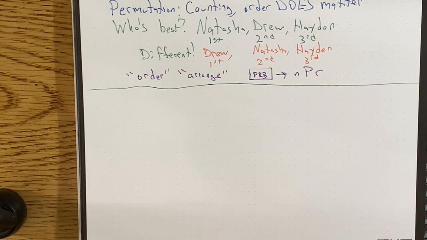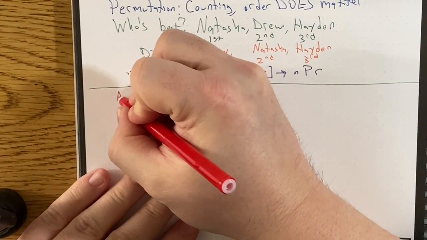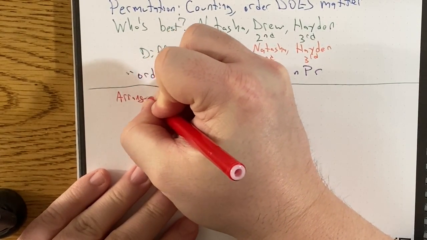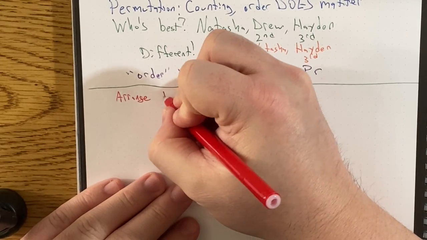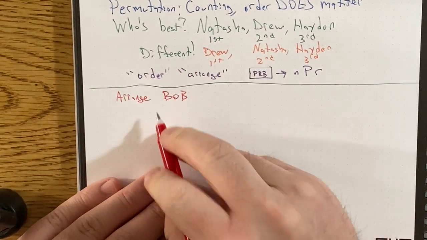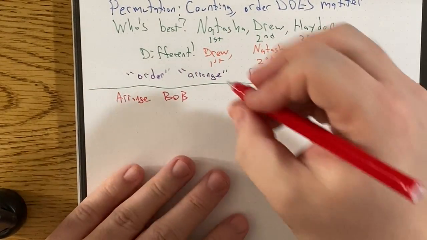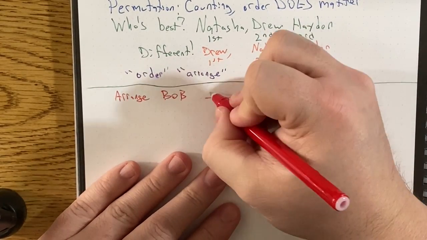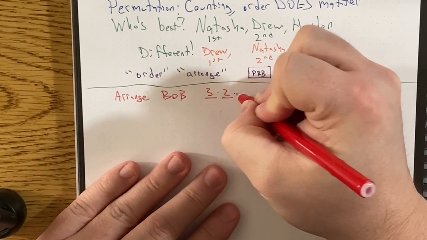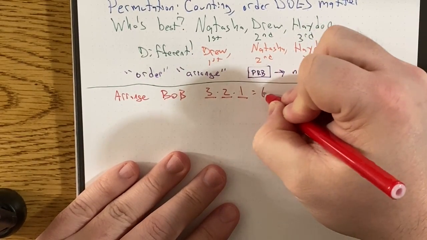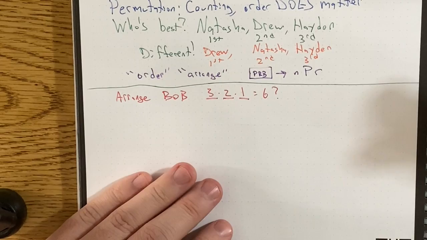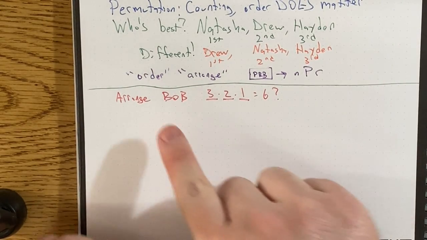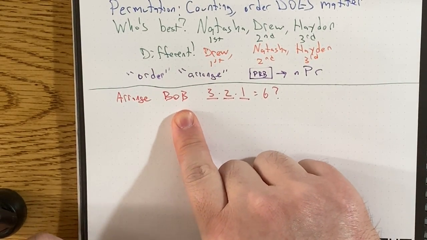There's something that I have not explained to you yet, and that's if you're going to arrange Bob. How many different ways can we do that? Last chapter, we talked about, well, you just got to do this. And there's 3 letters. 3 times 2 times 1. 6. Is that the answer? The problem in this is that there's a repeat letter. So that's going to change things, right?